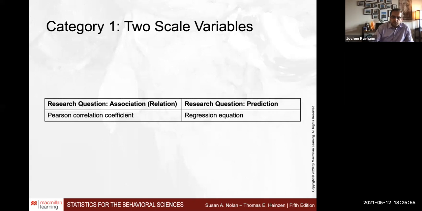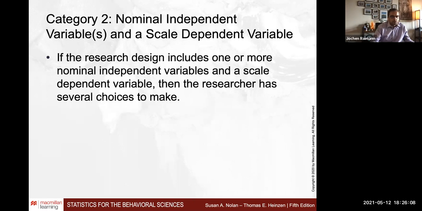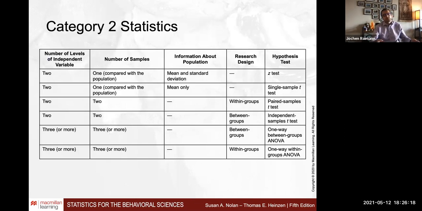We can also further amend this by using additional covariates in these regression models, which would then be multivariable regression. Category 2 is a nominal independent variable and a scaled dependent variable, which is the situation where we have several groups on the x-axis and we have a dependent variable on the y-axis.